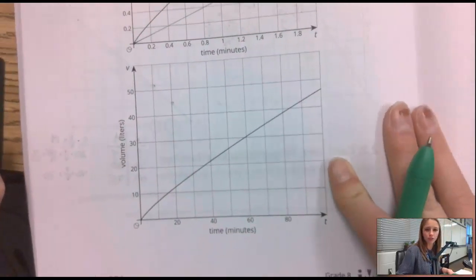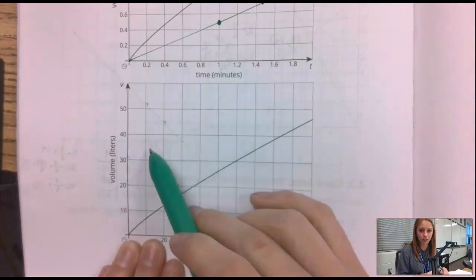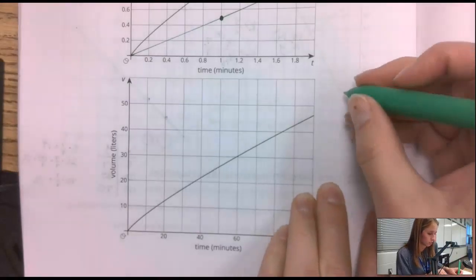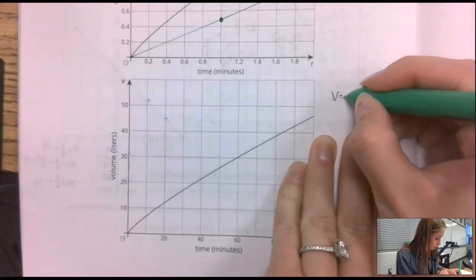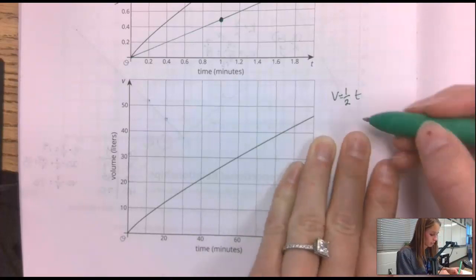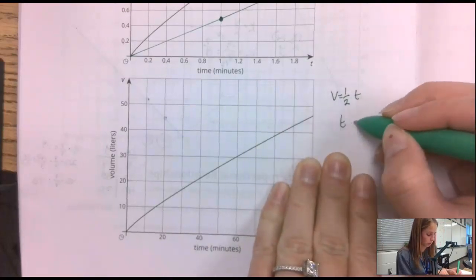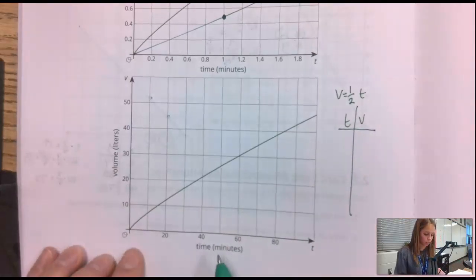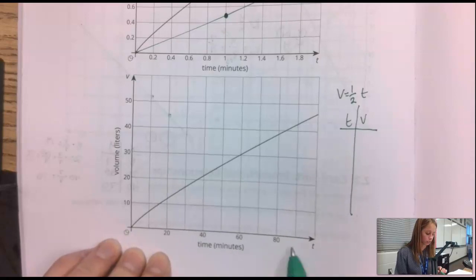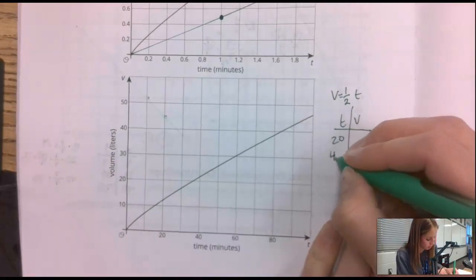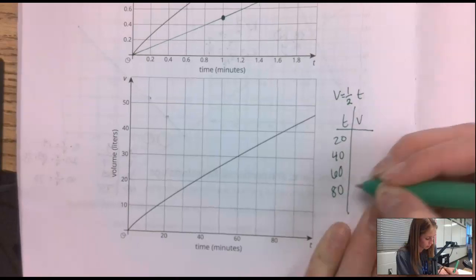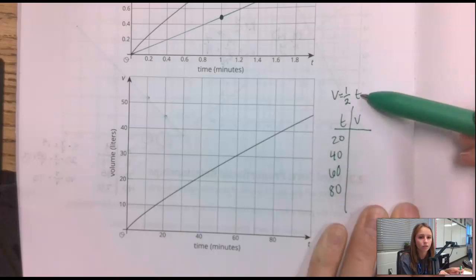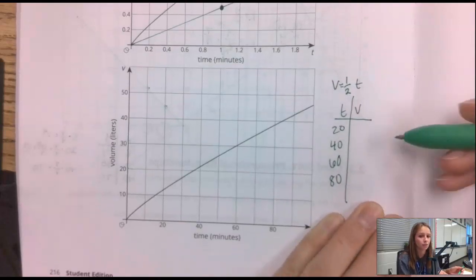So, in order to do this, we need to draw a table, because first off, we need to look and see that our numbers have changed on the axes, okay? So, V equals 1/2 T, and so we're going to label our time, and then our volume, and we're going to plug in our time, so we'll use the numbers 20, 40, 60, and 80. And we need to find our volume. So we're going to plug in our T values, multiply them by half to get our V.